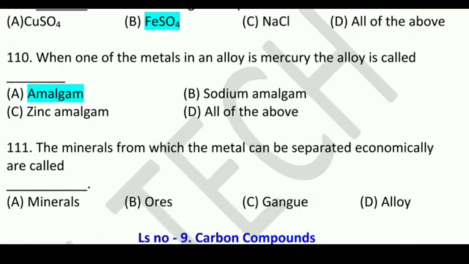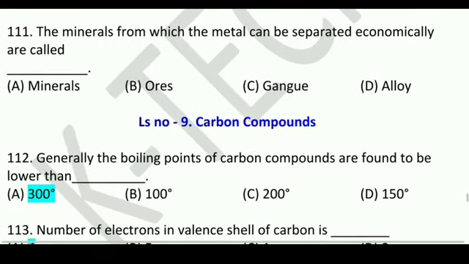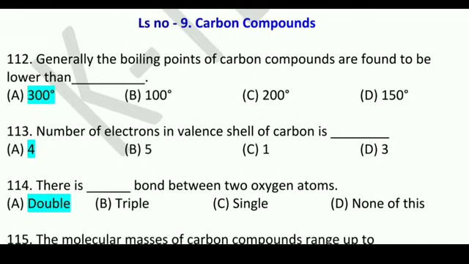When one of the metals in an alloy is mercury, the alloy is called as amalgam. The minerals from which the metals can be separated economically are called ores. Okay, here the answer is ores. Moving to lesson number 9, carbon compound. Generally, the boiling point of carbon compounds are to be lower than 300 degrees.